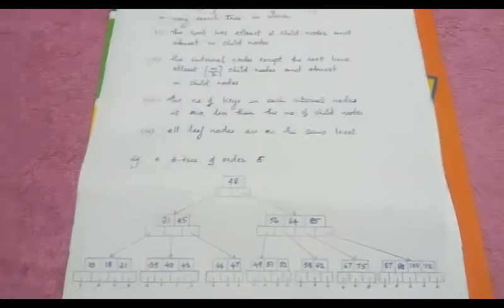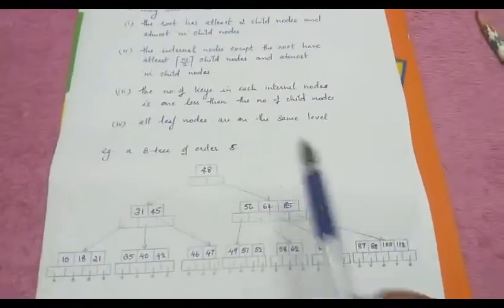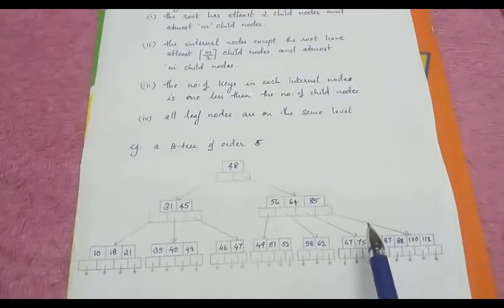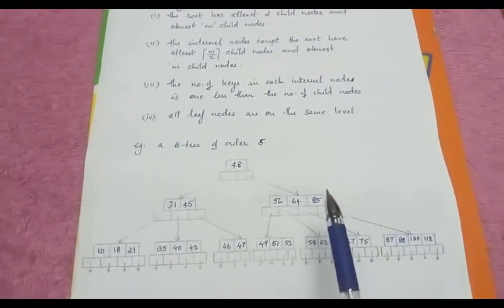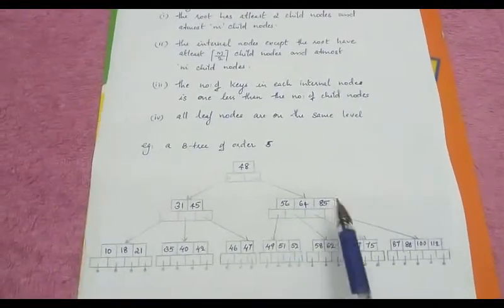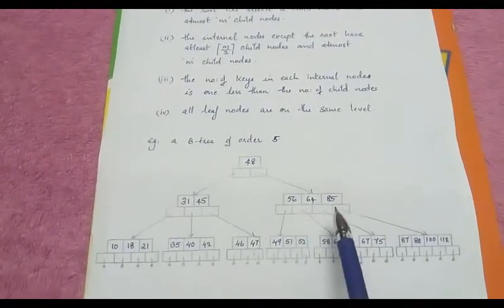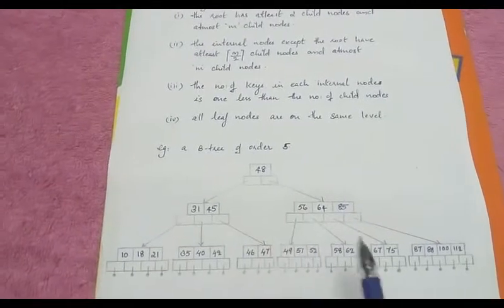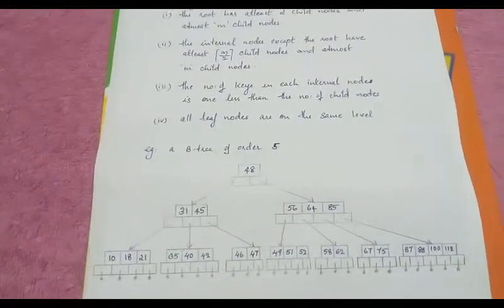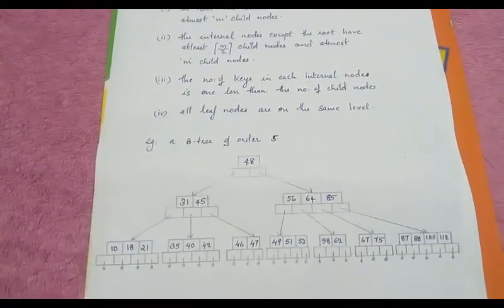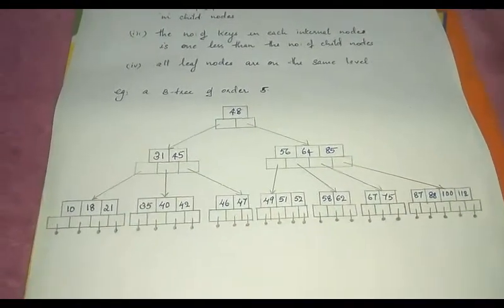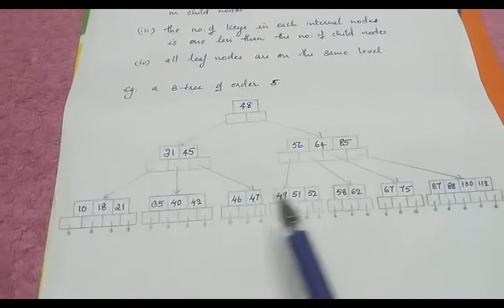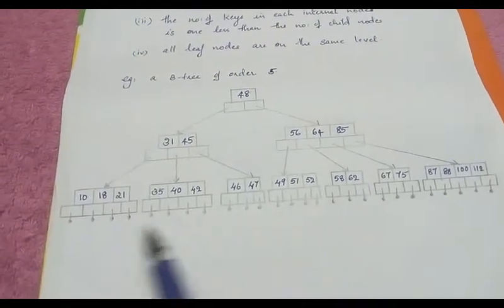Now look at the last node. In this node, you can see that this node has 4 child nodes. That means it can hold 3 keys. It can hold 3 keys in this node. So this is the representation of a B tree of order 5. Also, you can see that all the leaf nodes of this tree are on the same level.